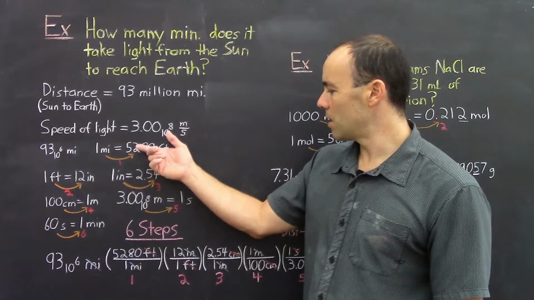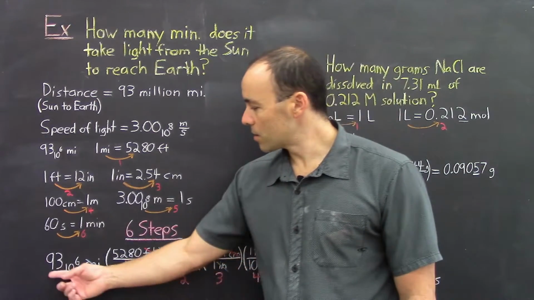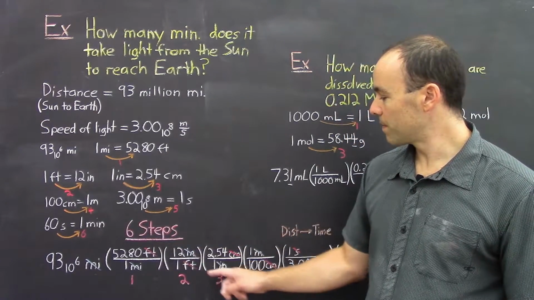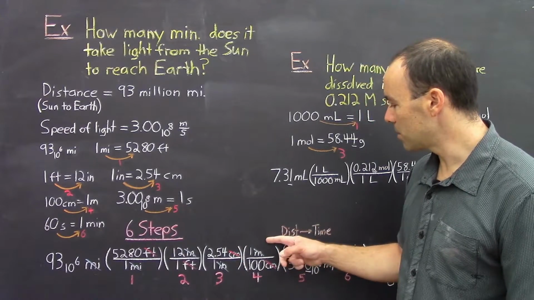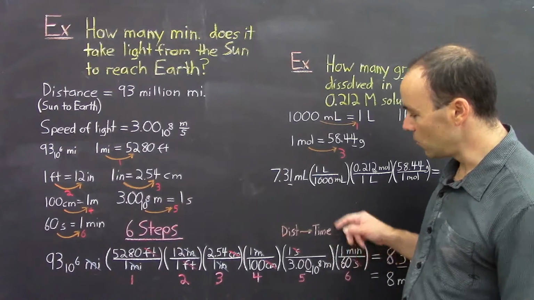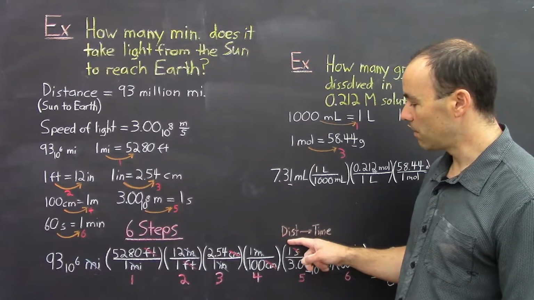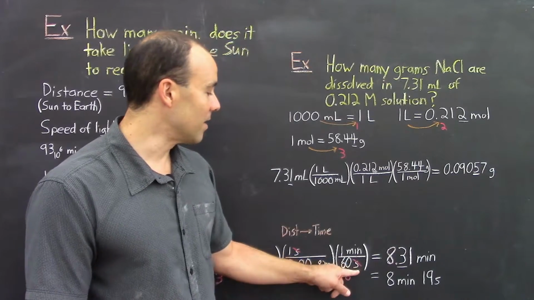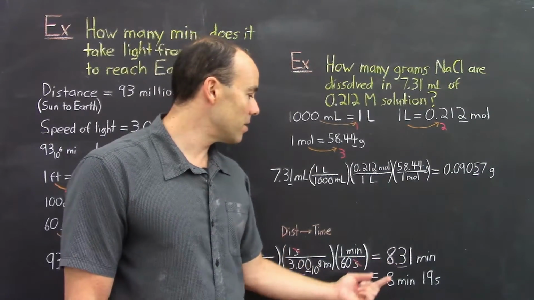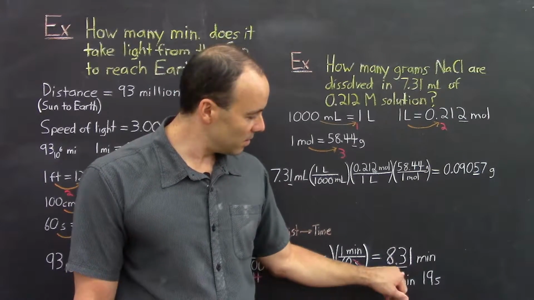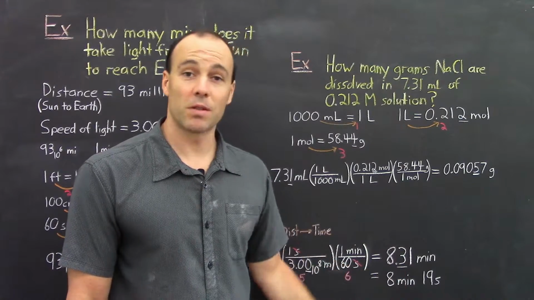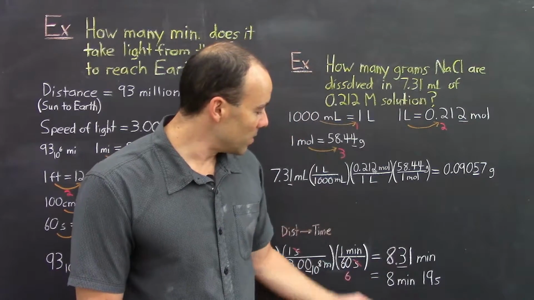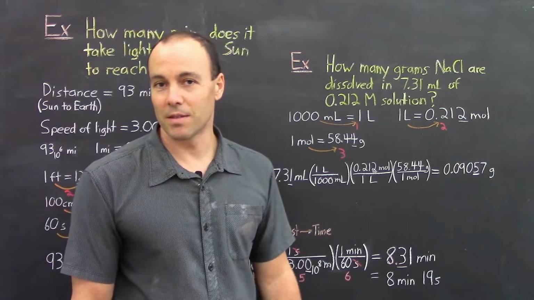So converting the relations into conversion factors, we start with distance, 93 million miles, convert from miles to feet, feet to inches, inches to centimeters, centimeters to meters, meters to seconds using the speed of light. Now notice here we convert from distance units to time units. And then finally, from seconds to minutes. When you do all the calculations, you end up with 8.31 minutes. This is a 2 significant figure answer because we started with 2 significant figures at the beginning with the distance. If you want to, you can convert to minutes and seconds. So it's 8 minutes, 19 seconds.